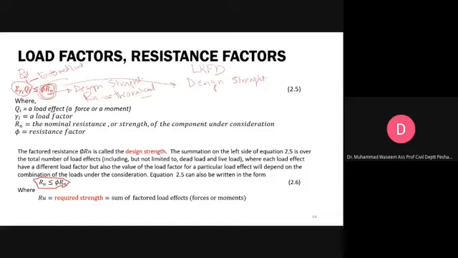So the basic requirement is that the Ru value, which is derived from the factored loads, should always be less than or equal to the design strength. It means the design strength should be more than the required strength, and this Ru we call the required strength, which is the sum of the load effects. Are you following me? Do you understand? Yes, sir. So far, so good.